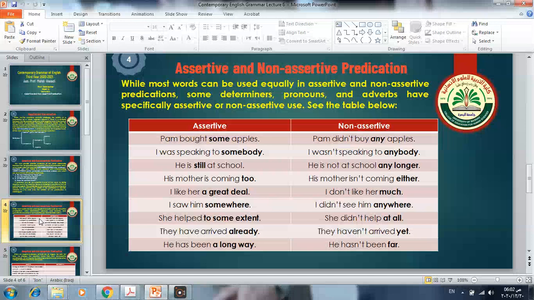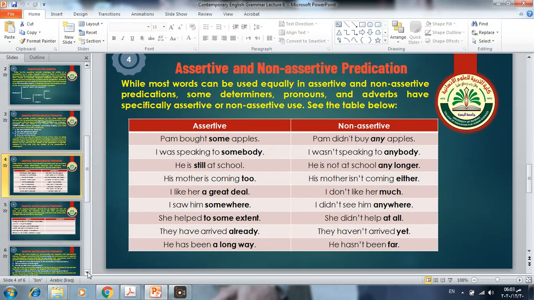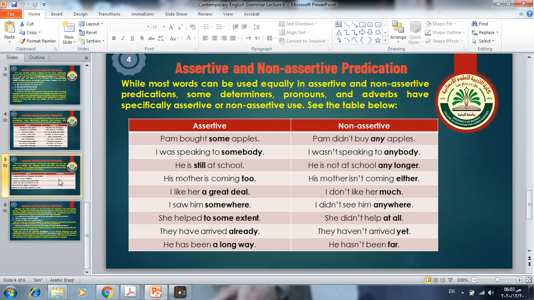Of course, this list of the assertive and non-assertive forms is not complete. Okay, it is not complete. So we have some other words, and you have to look for the other words. Because now in the book you are introduced to these words only, and you are required to know about these words.